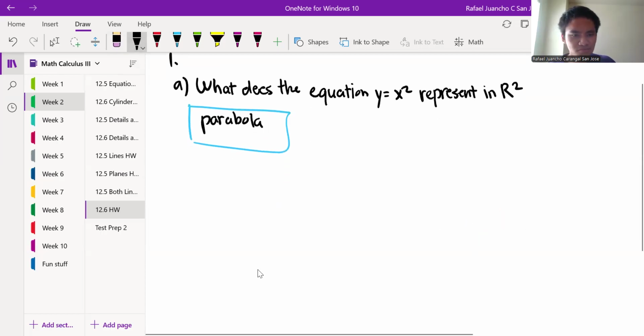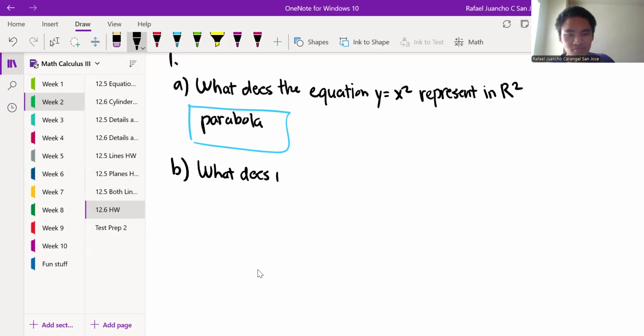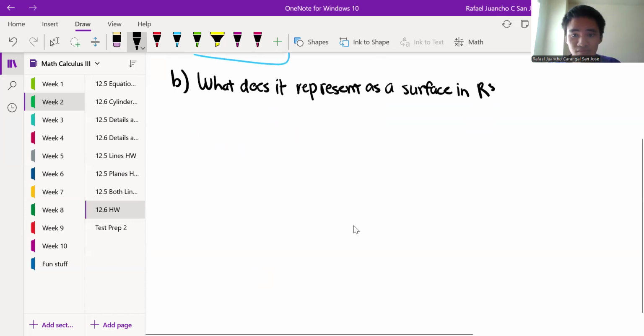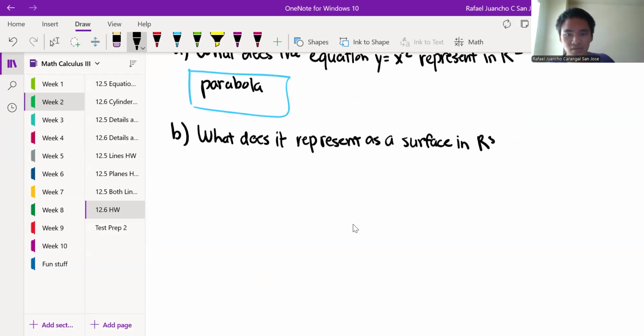Next, what does it represent as a surface? So here we're now talking about a quadric surface. So what does it represent as a surface in R cube, right? And in R cube, we have three variables. We have x, y, and z. And here we say y is x squared, z is nothing. So how does that look like?